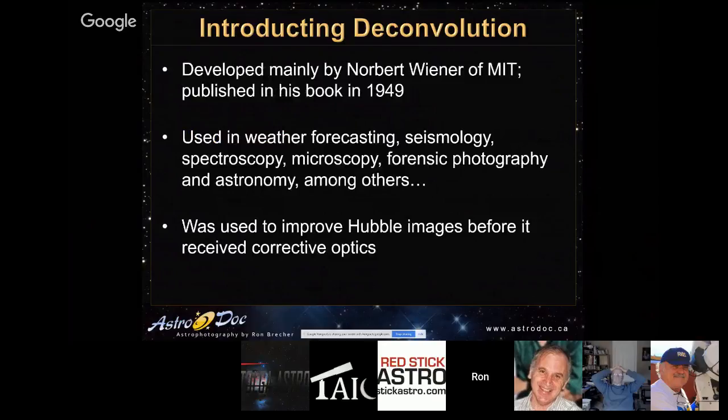It's been around a long time. It was first published in 1949 in a book by Norbert Wiener. I'm not sure if that's Wiener or Weiner from MIT. He developed most of the foundation of deconvolution. It's used in many, many different sciences as well as astronomy. And in fact, it was used to improve the Hubble images before the Hubble got its glasses.